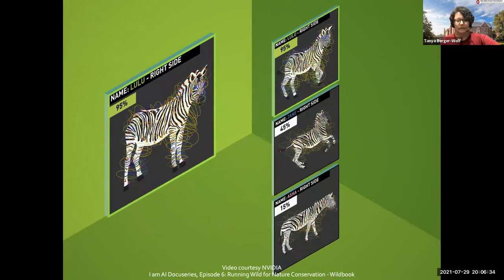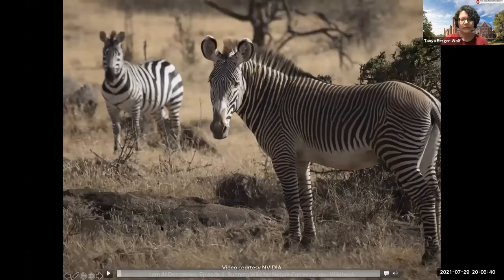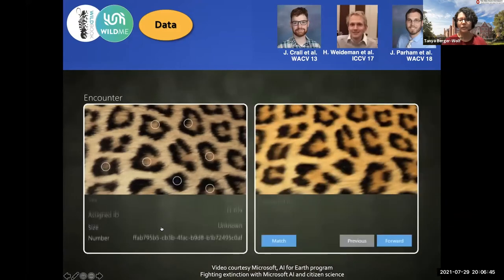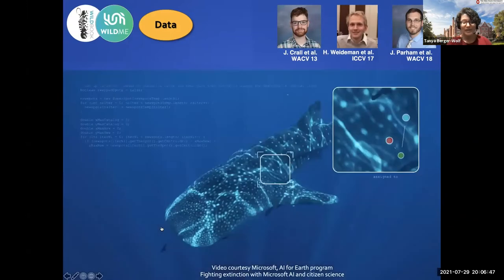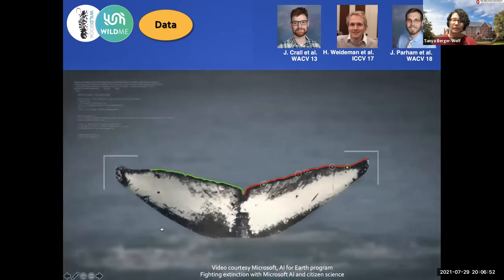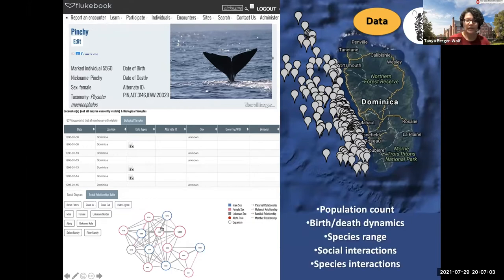And yes, so with the information, we can do it for anything striped, spotted, wrinkled, notched, such as leopards or zebras, or even sharks, or even using the shape of a whale's fluke or the dorsal fin of a dolphin. So then, with information on when and where the image was taken, we can really use images to track individuals, count them, or even extract their social interactions.